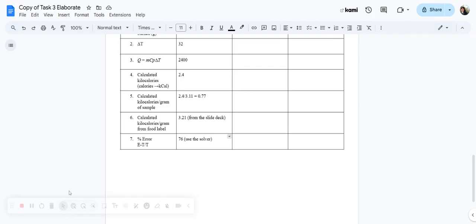So that is how you perform these calculations. So it shouldn't take you too long to perform your calculations that you got for your food samples. And if you have any questions, let me know.